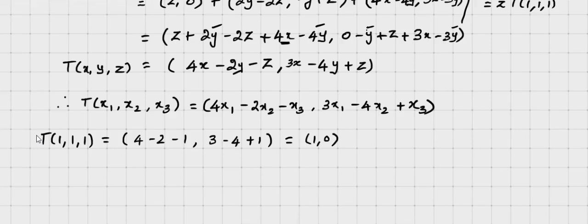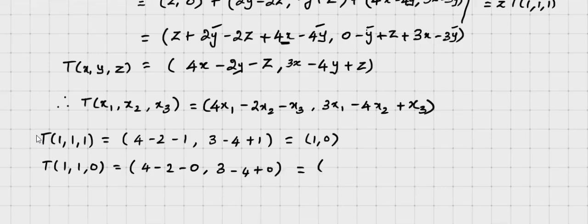Okay. Now the next data is 1, 1, 0. For that they have given 2, minus 1. Let us check whether we are getting 2, minus 1. I should substitute x1 equal to 1, x2 equal to 1 and x3 equal to 0. So 4 minus 2 minus 0, then 3 minus 4 plus 0. So I am getting 2, minus 1. Okay, we are getting the same one as given in the problem.